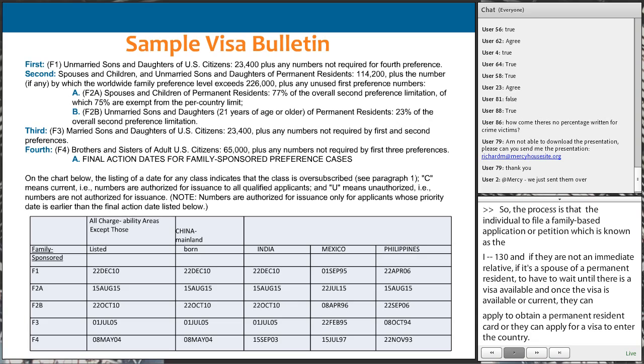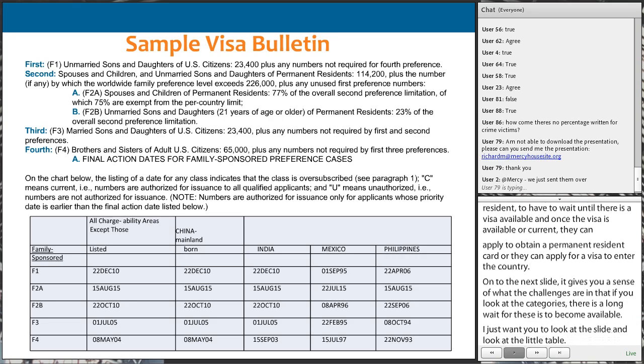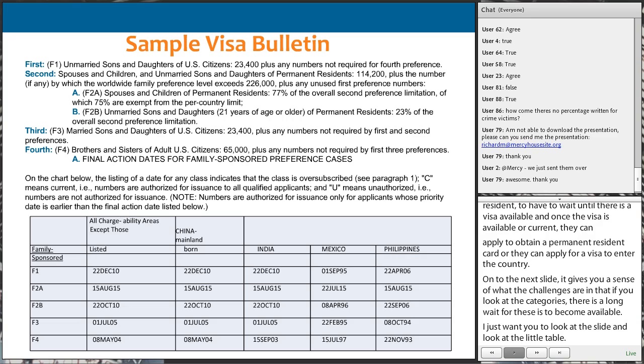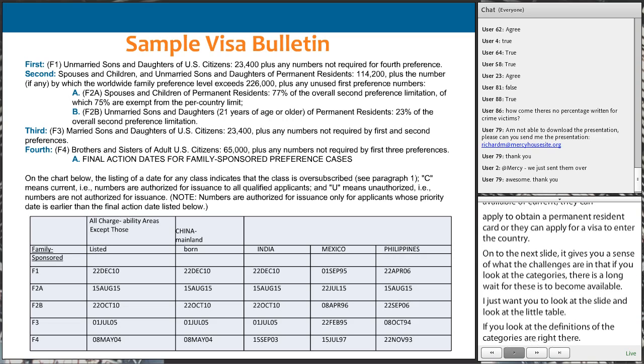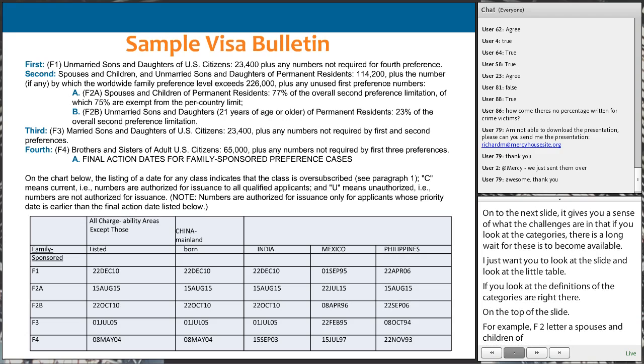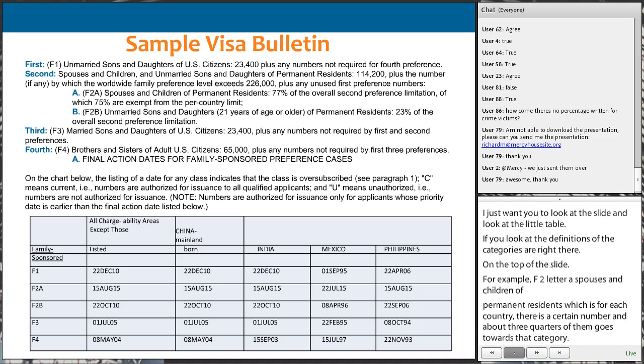So I just want you to look at this slide and look at the little table. The definitions of the categories are right there at the top of the slide. For example, F2A, spouses and children of permanent residents: for each country there's a certain number, and about 3/4 of them go towards that F2A category. So let's say you're from the Philippines, and you're a permanent resident, you want to bring your wife or your husband in, and that would fit into the F2A category.